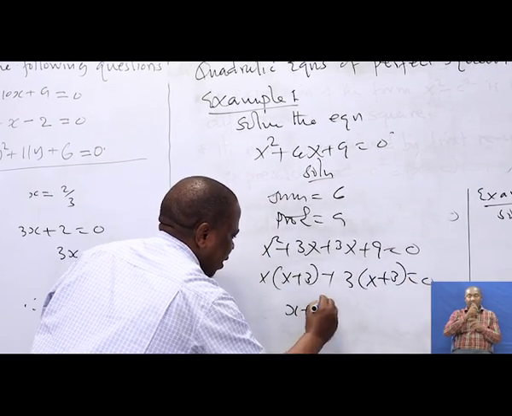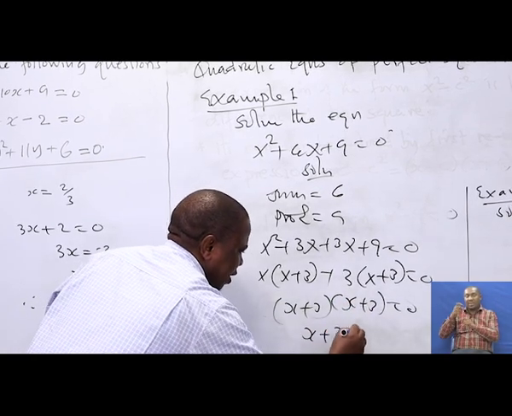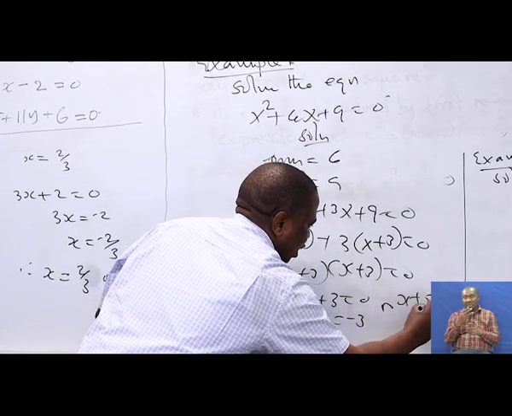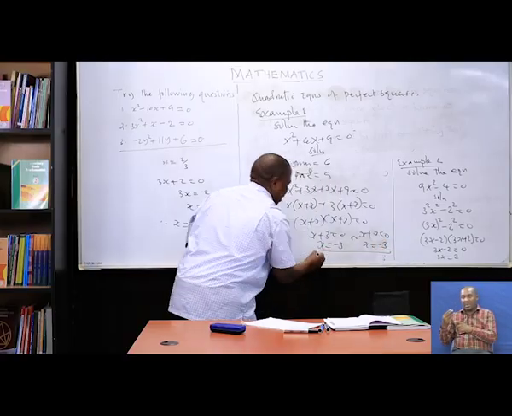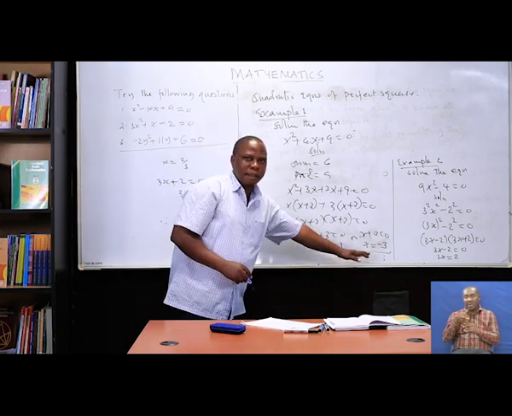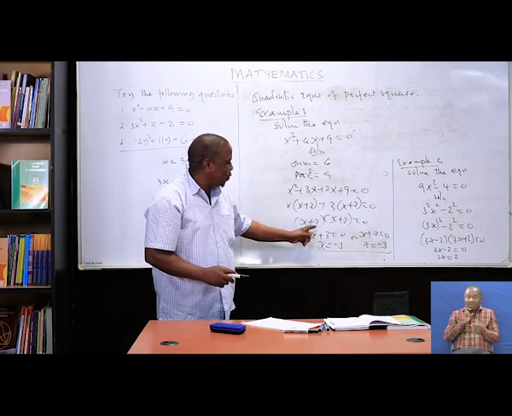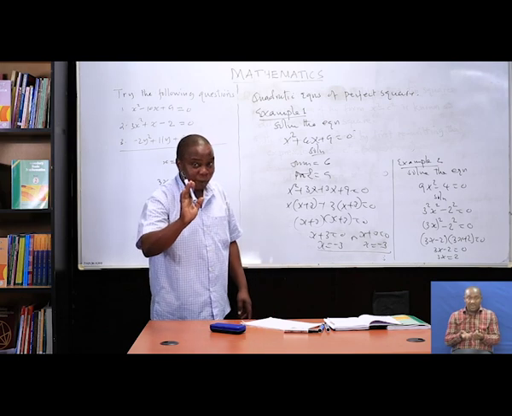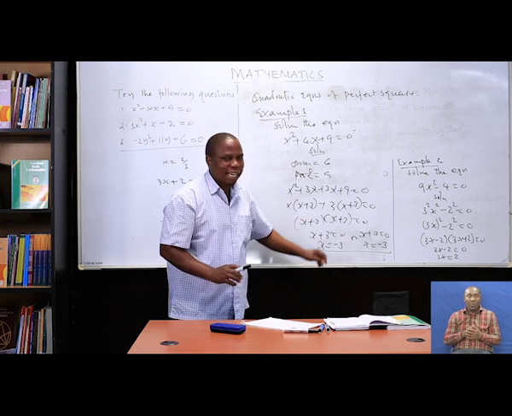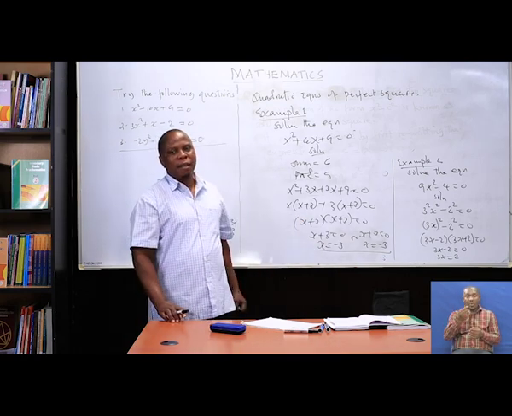So x plus 3 is equal to 0, of which x is equal to negative 3, or x plus 3 is equal to 0, of which x is equal to negative 3. You can see that the perfect square gives the same answer. If you factorize, you will get two factors which are identical. A quadratic equation which by factorizing gives you two identical factors, we call it a perfect square.